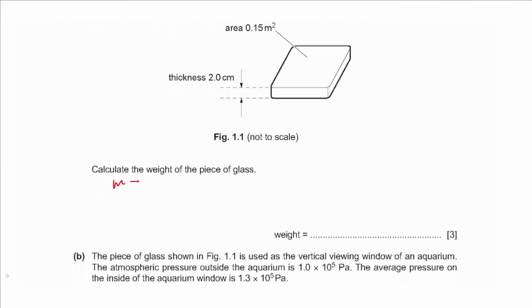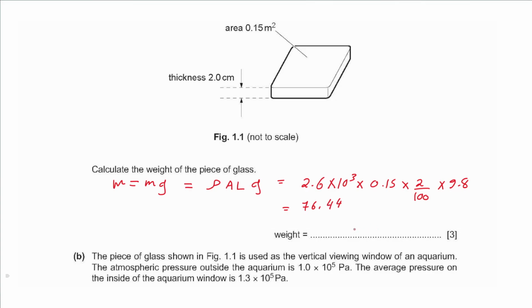So weight is equal to the mass multiplied by the gravity field strength. And we can calculate the mass as density multiplied by volume. And here the volume can be calculated as the area multiplied by the thickness or the height. And then we multiply by g. So we have 2.6 times 10 to the power of 3. Then we multiply by 0.15 and then by 2. But we have to divide by 100 to convert from centimeters to meters. And then g is 9.8. That gives an answer of 76.44, which we can approximate to two significant figures according to the numbers in the question. So we write it as 76 newtons.